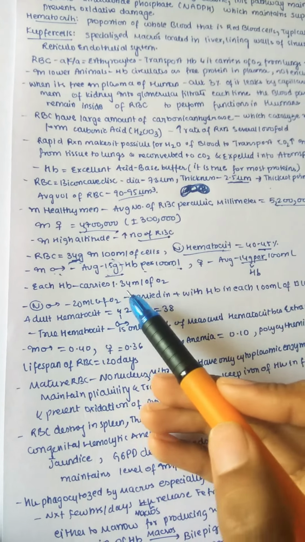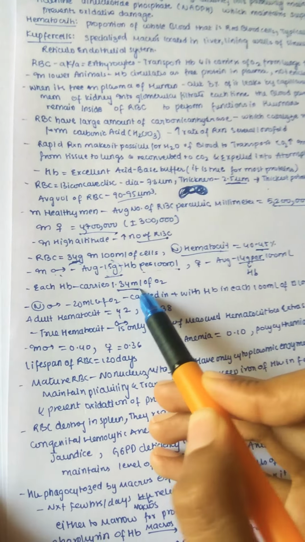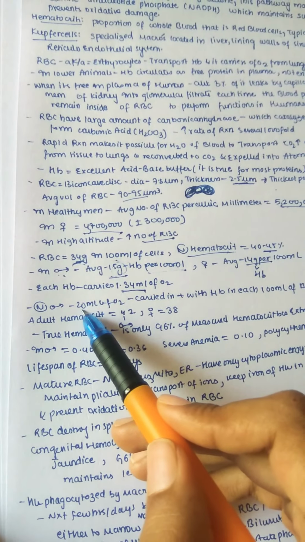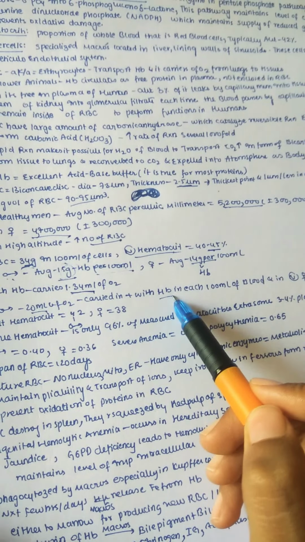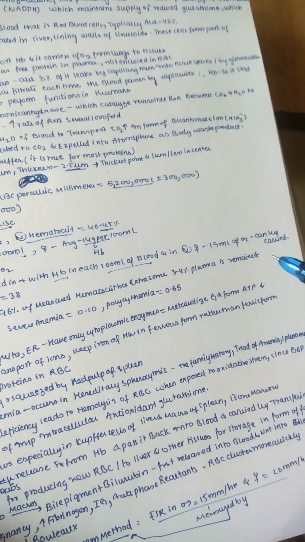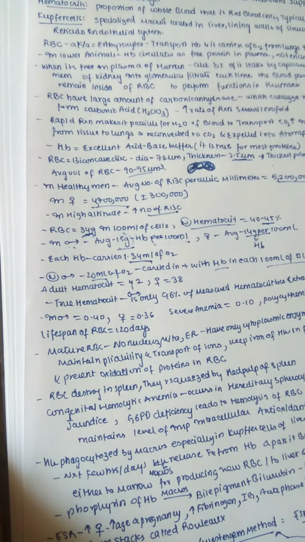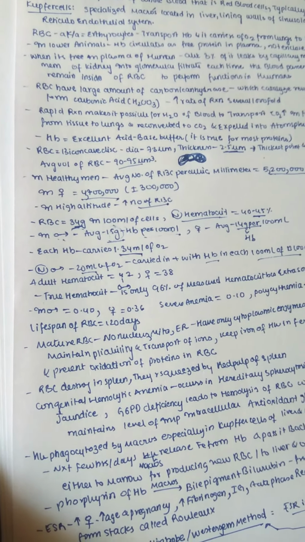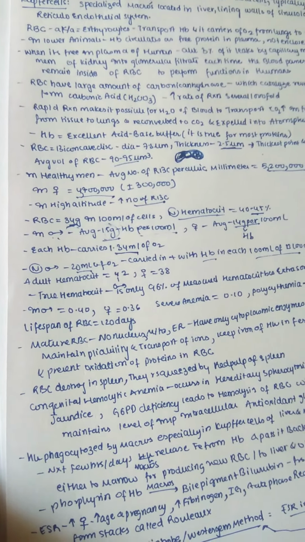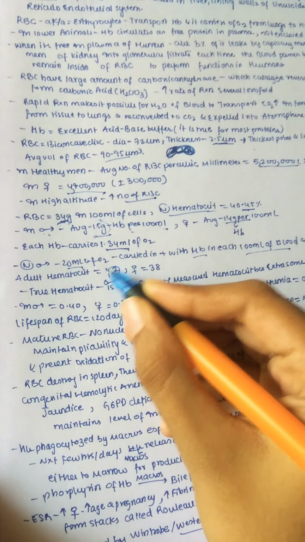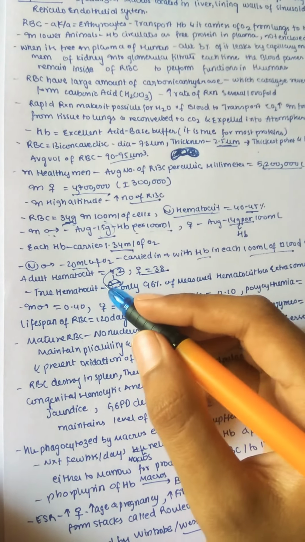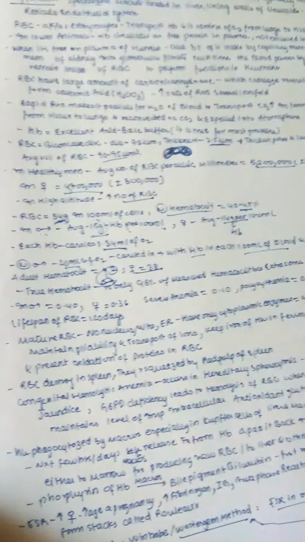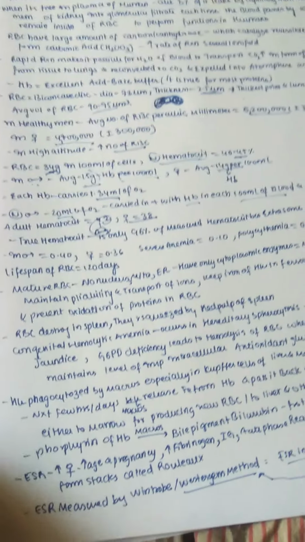And each gram of hemoglobin mainly carries 1.34 ml of oxygen. So normally in a male, you can say 20 ml of oxygen is carried with hemoglobin in each 100 ml of blood. And in a normal female, about 19 ml of oxygen can be carried. So in females there is a somewhat lesser amount of oxygen carried when compared with males. And in adults, hematocrit is 42 in males and 38 in females. So these values you need to just remember them.